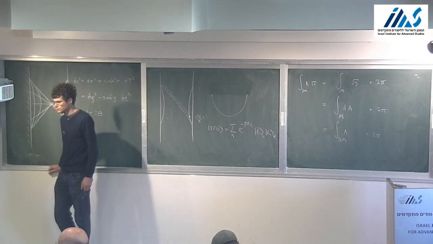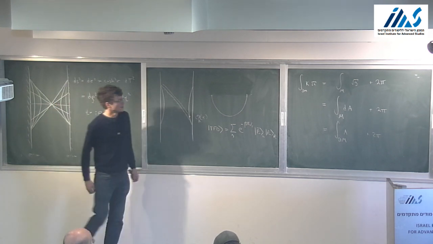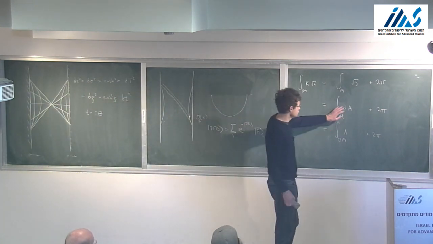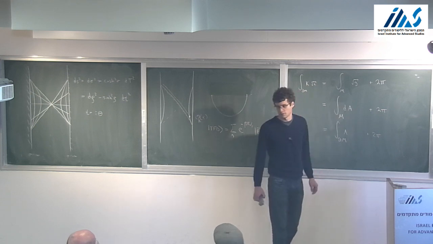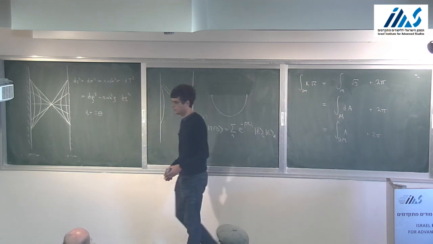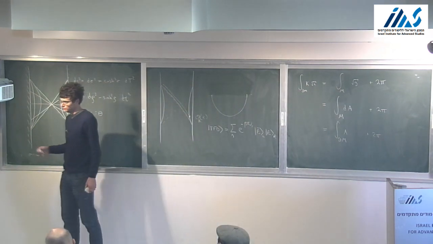Why is it okay to replace root g by dA? Oh, so here we're taking a gauge field that corresponds to a uniform electric field, so it's proportional to the volume form. So the integral of square root of g would be the integral of dA.